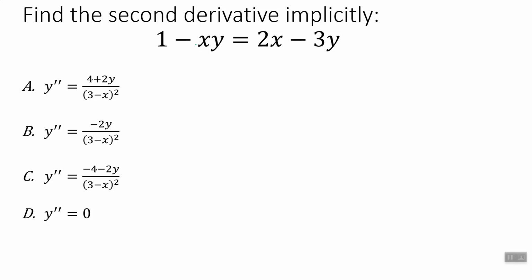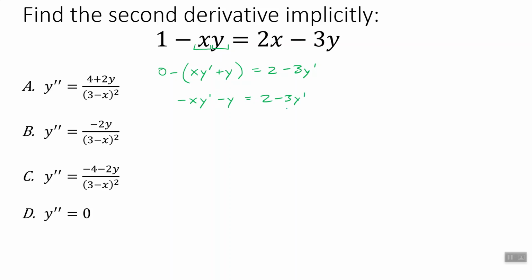All right, so if I was to do this, let's see, we've got this x times y here. We're going to do that implicitly. We've got a negative sign in front. Derivative of 1 is 0 minus first times derivative of the second plus the second times derivative of the first, which is just 1. Derivative of 2x is 2. Derivative of 3y is 3y prime. So distribute the negative here. We'll have negative x y prime minus y equals 2 minus 3y prime.